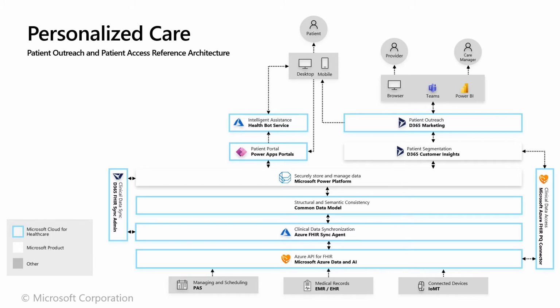Similar to the architecture for care coordination, we are leveraging the Azure API for FHIR together with the Azure FHIR Sync agent to simplify data synchronization between Azure and Microsoft Dataverse. In this reference architecture, you can see that the patient outreach leverages Dynamics 365 marketing capabilities along with the patient segmentation via Dynamics 365 Customer Insights. Microsoft Cloud for Healthcare Patient Access Portal is built upon Power Apps portals and can optionally leverage the Azure HealthBot as an intelligent assistant. Now let's take a look at the key components for personalized care on the next slides.